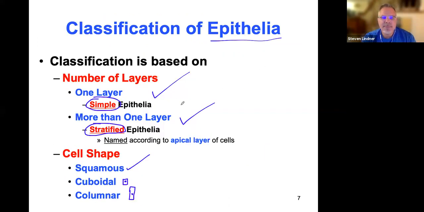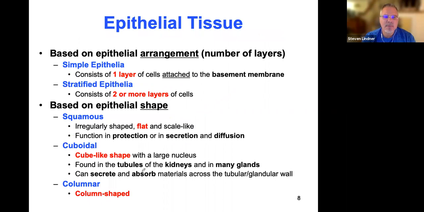So to review, we have epithelium that can either be one cell layer or more. If it's one, it's simple. If it's more, it's stratified. And then we have the flat, irregular shaped squamous cell. We have the cuboidal and the columnar. The squamous cell is irregularly shaped. The cuboid is cube shaped. And the columnar is like building shaped or column shaped.